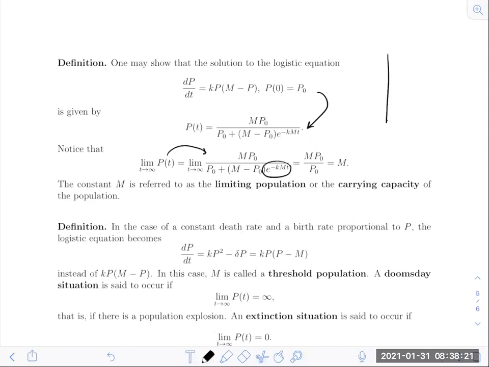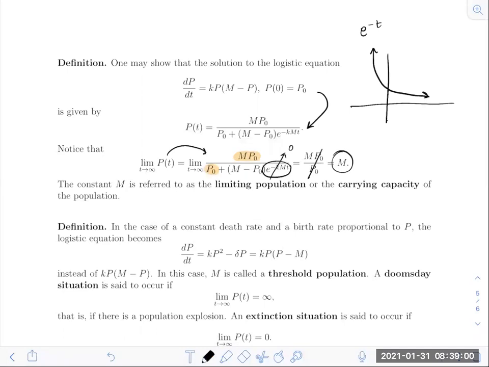So if you recall the natural exponential function, here's what e to the negative t looks like. So assuming that both k and m are positive values, we see that that term goes to 0. And so all that lives on is the numerator and this p naught, which is what they wrote down in the next equality. Those p naughts, that's the initial population, those can cancel, and we just get M. So M is called the limiting population or the carrying capacity.